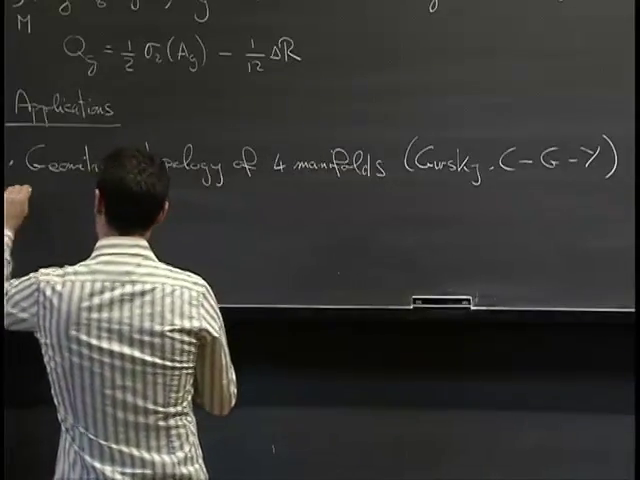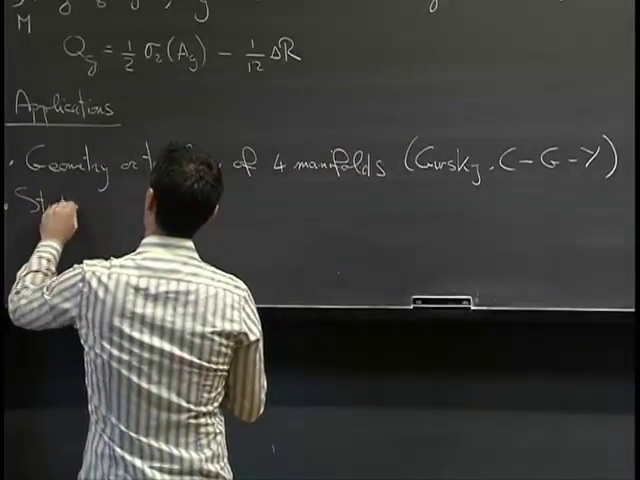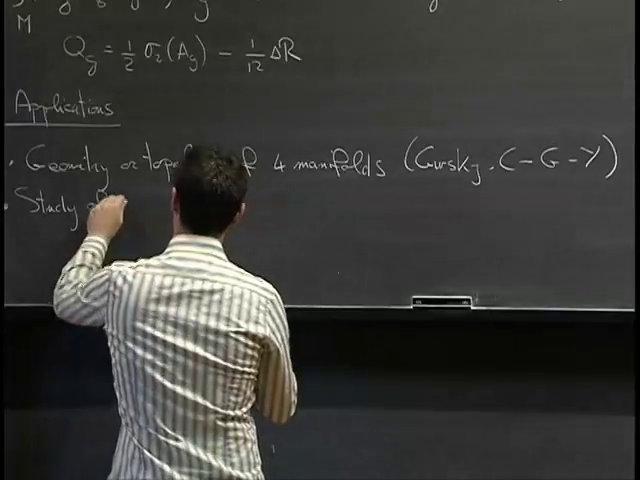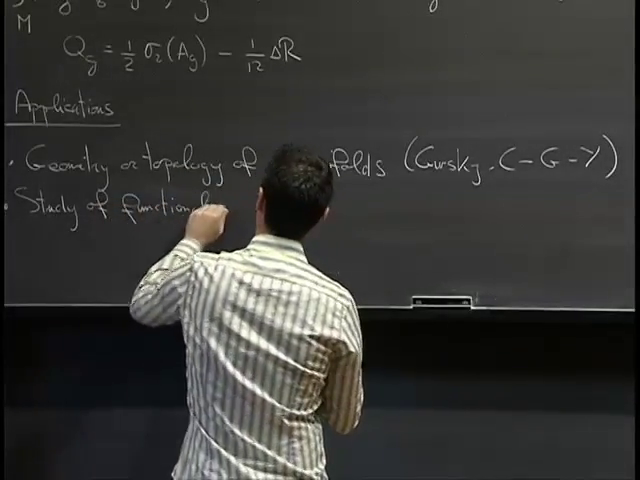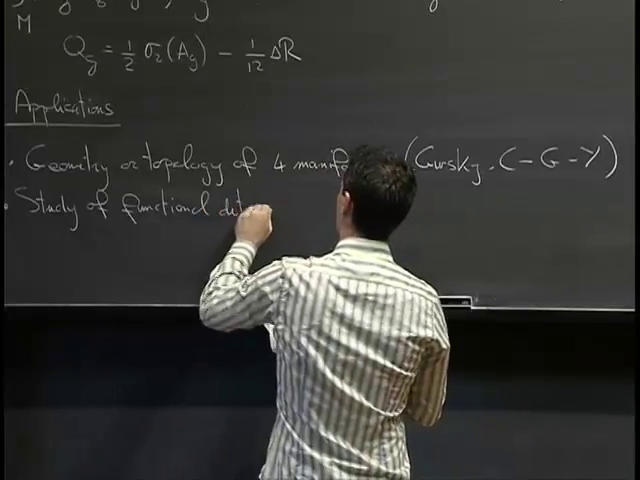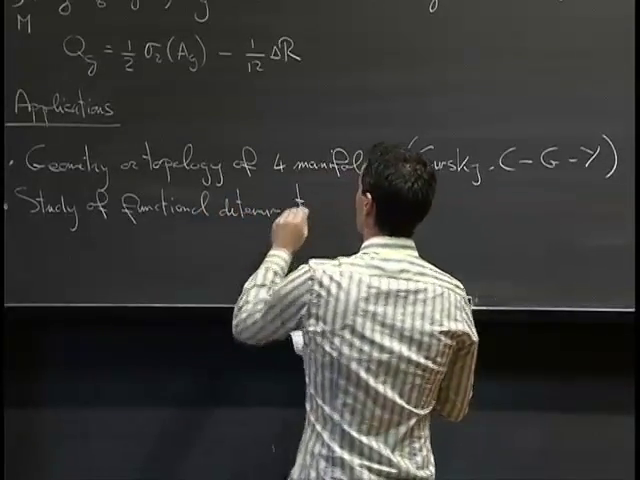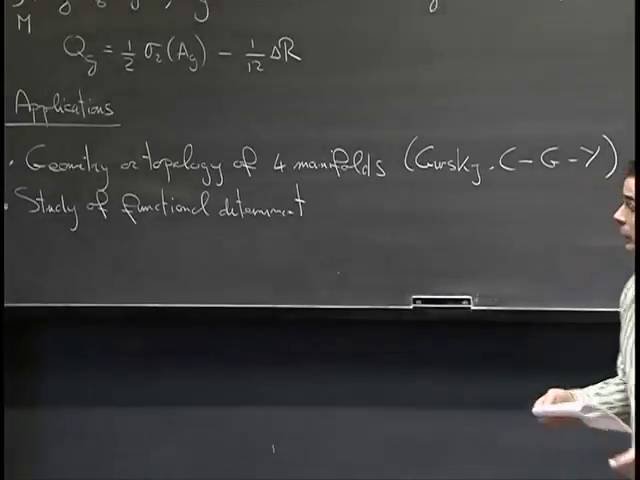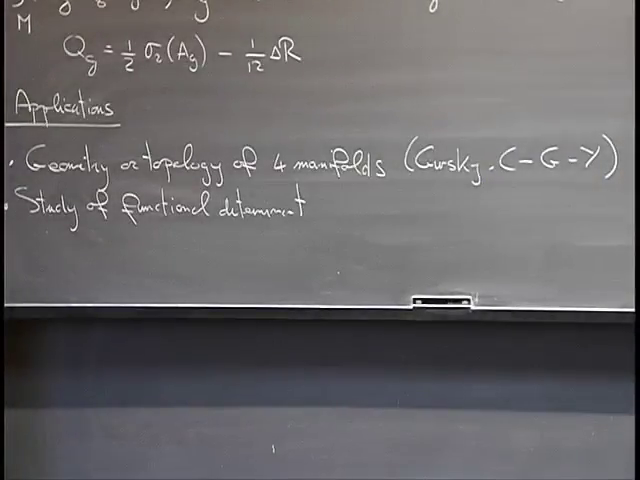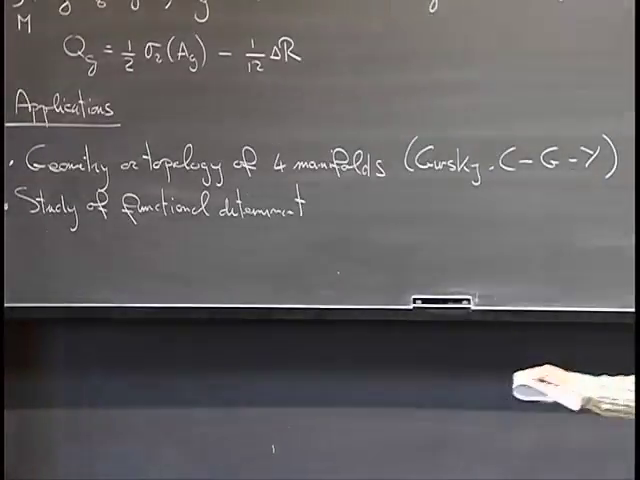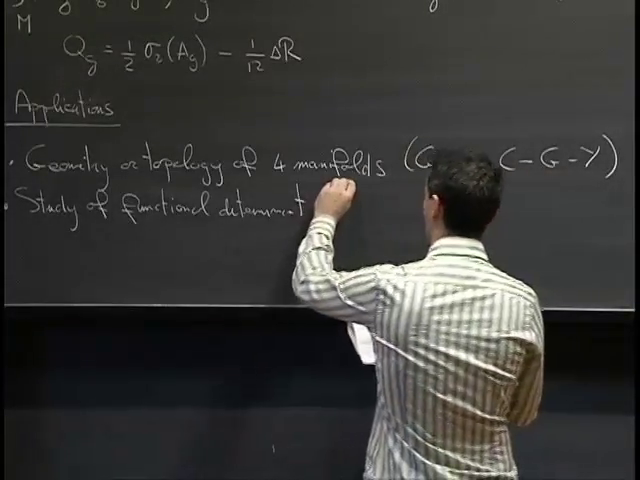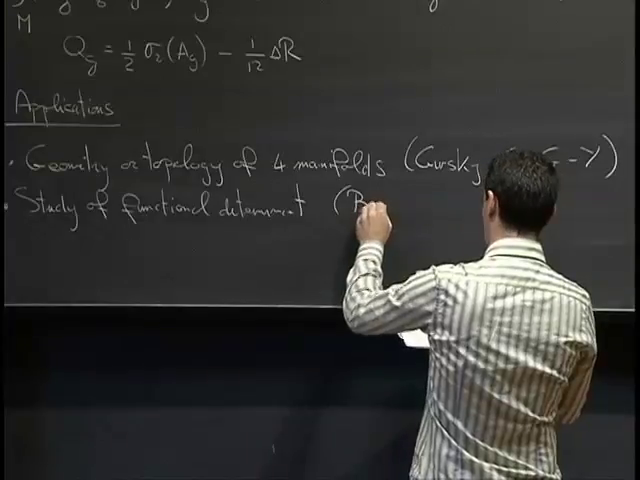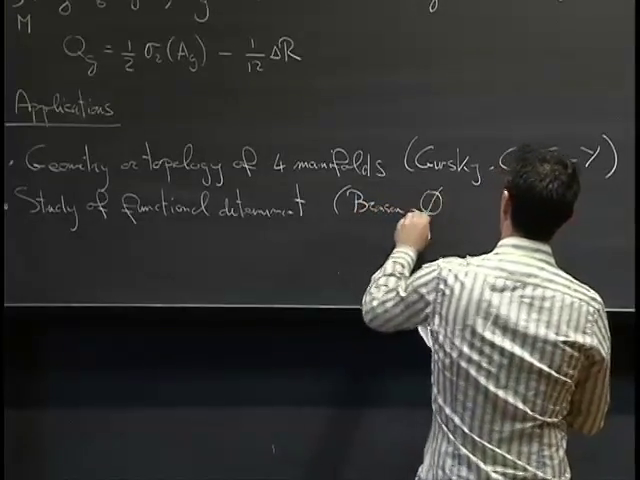Another one is the study of the so-called functional determinant. So in 2D, there are the so-called Polyakov or Ray-Singer formulas. And there are some analogous formulas in 4D by works by Branson and Ørsted.